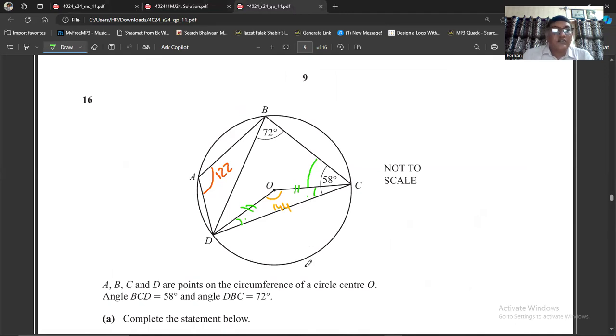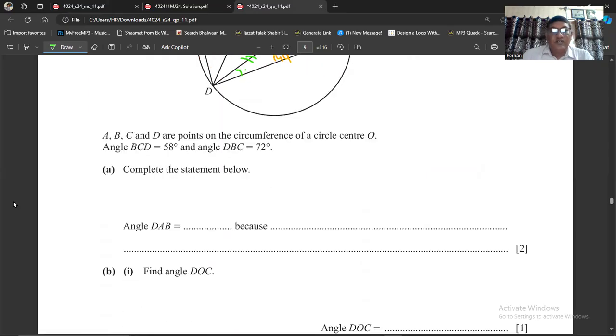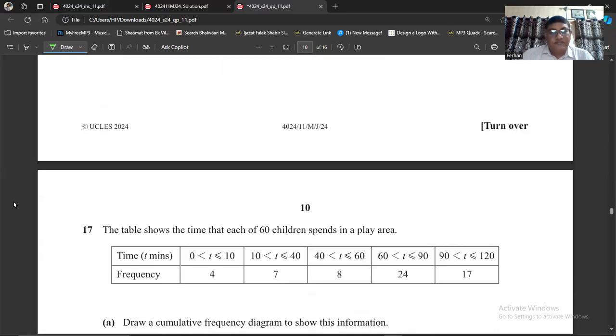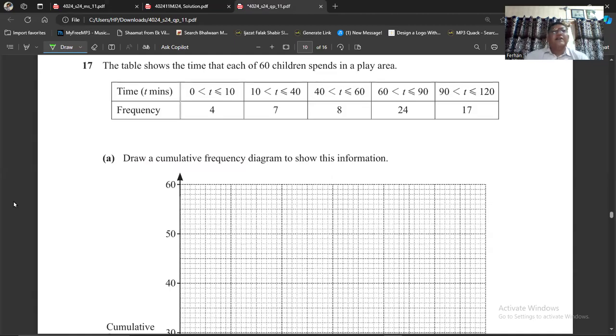So let's move on. Here we have the table showing the time each of 60 children spends in a play area. We have minutes: 0 to 10 minutes, 4 children; 10 to 40 minutes, 7 children; 40 to 60 minutes, 8 children; 60 to 90 minutes, 24 children; and 90 to 120 minutes, 17 children. Part (a): draw a cumulative frequency diagram to show this information.